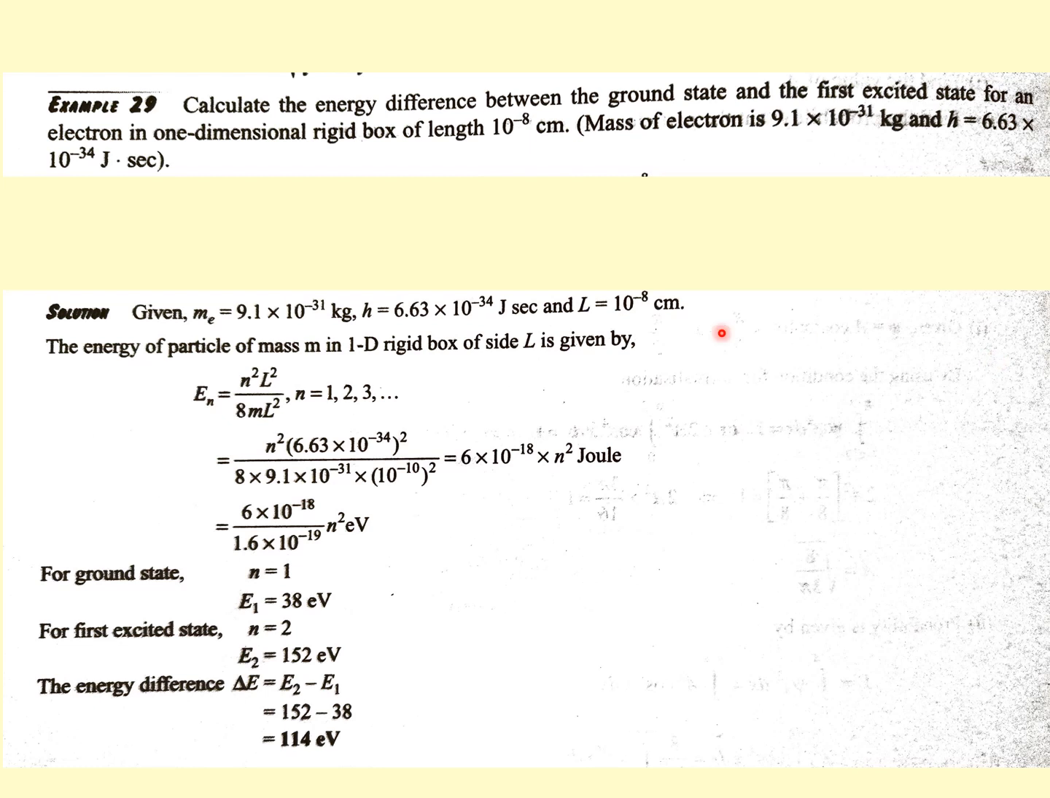Again, this is the energy formula. Calculate the energy difference between the ground state and first excited state. So we will have to find the energies E1 and E2 using this formula. The mass of the electron is fixed, Planck's constant is given, and the length of the box L or A is given. So we just have to put these values, n equal to 1 and 2, and then E2 minus E1 will give us the energy difference between these two levels.